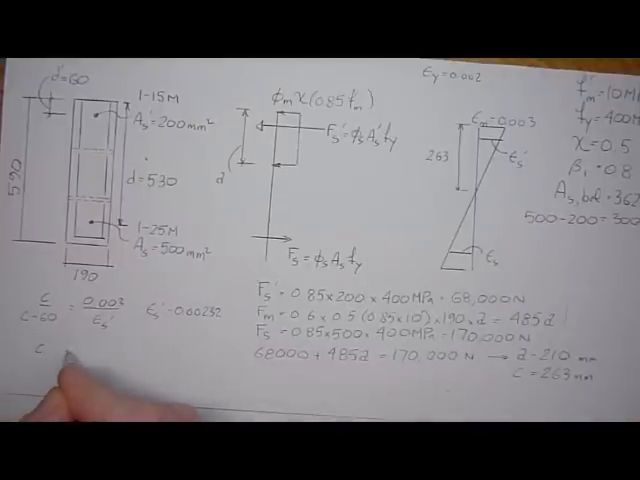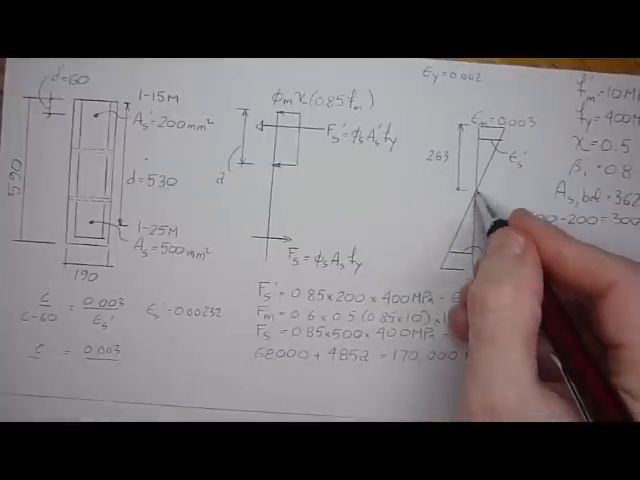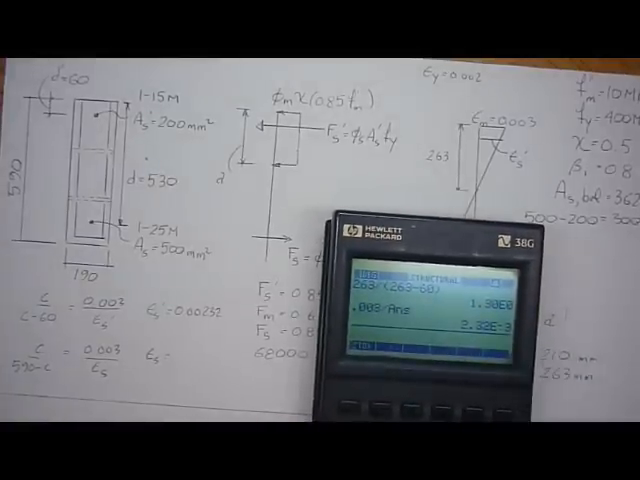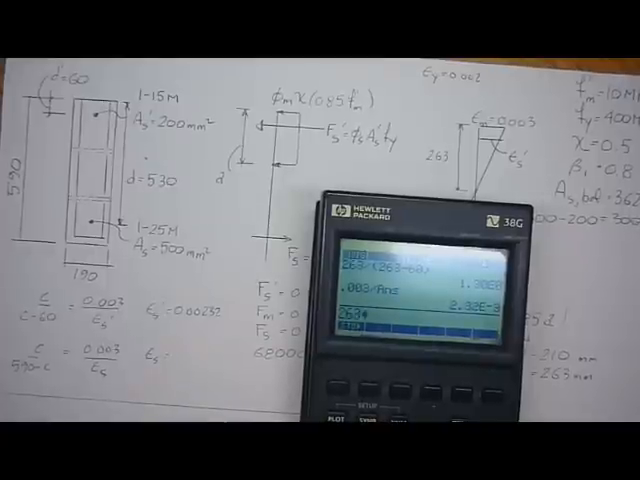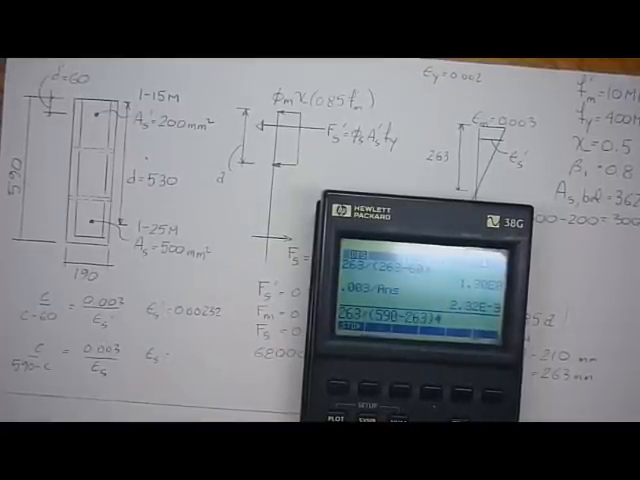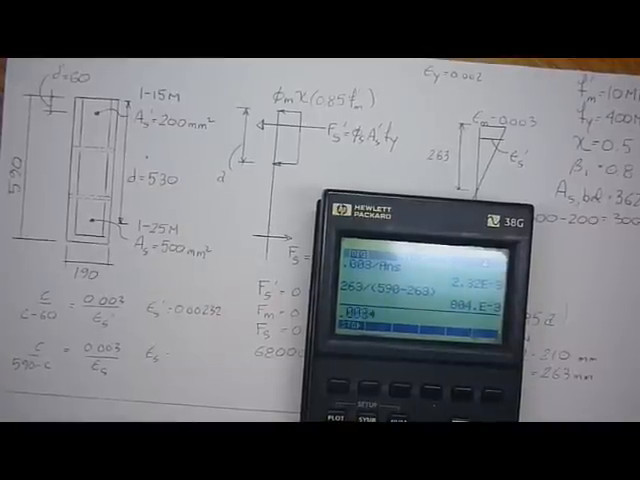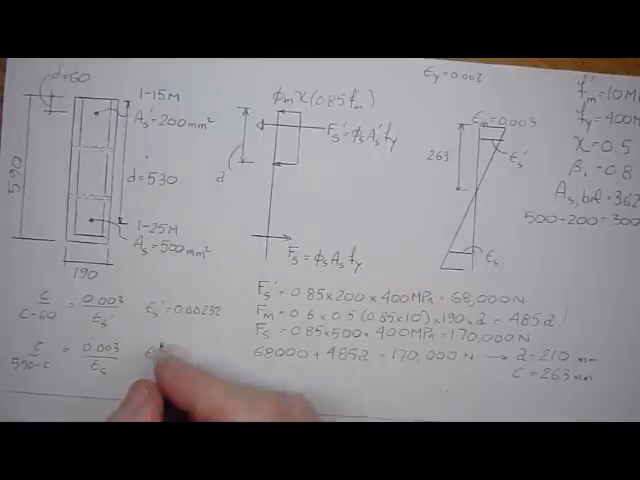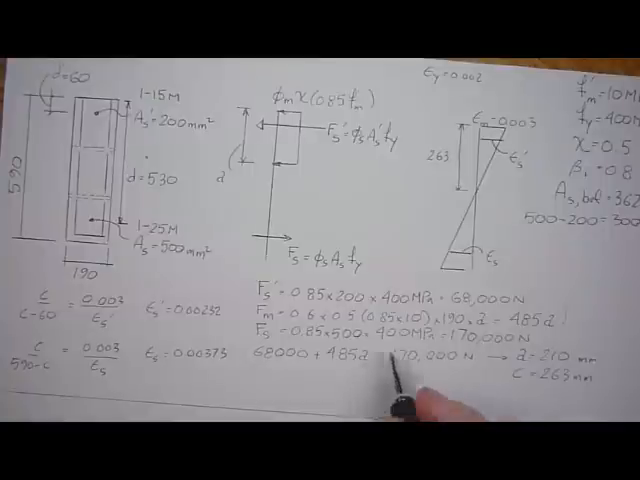Now we can say c is to 0.003 as this distance here, which is d minus c. So d is 590 minus c is the strain in the steel. We know that c is 263, divided by 590 minus 263. And then we take 0.003 divided by that. So that's also well in excess of 0.002. That's 0.00373. So this also implies that the steel has yielded, and this 400 MPa assumption is valid. So that's great. Now we can go on to find out what the moment resistance is.